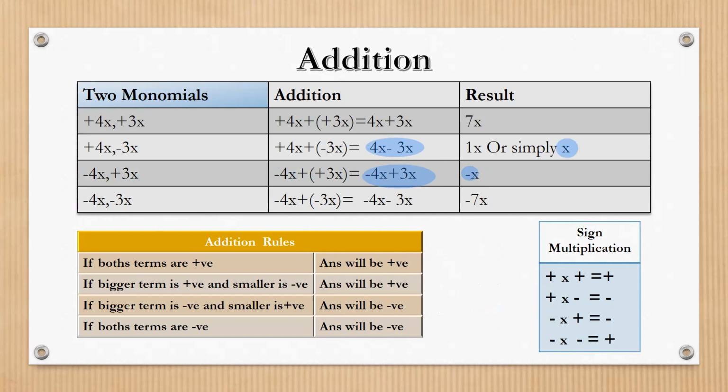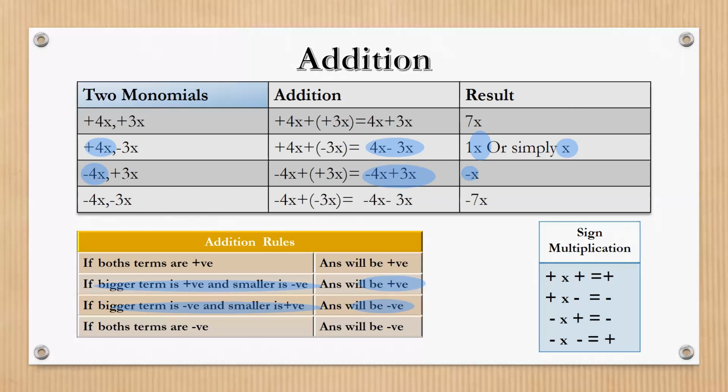What does it mean? It means when the bigger term is positive, we get the answer positive. When the bigger term is negative, we get the answer negative. Okay? When plus 4 is bigger, when the positive number is bigger, we get the answer in positive. When the negative number is greater, minus 4x, it's greater.